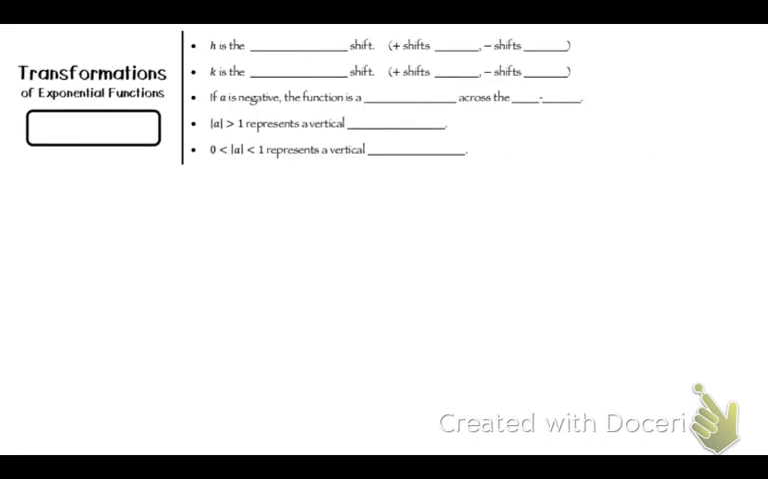Okay. Now let's get into the transformations. So here's our parent function: -a times b to the x minus h plus k. H is the horizontal shift, so that's left or right. K is the vertical shift, so that's up or down. If a is negative, it's a reflection across the x-axis. If a is greater than 1, it's a stretch, and if it's less than 1, it's a compress.